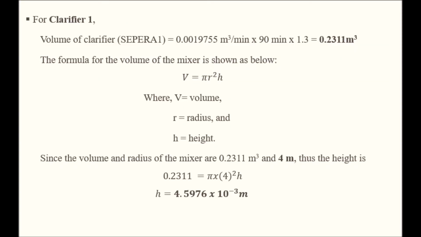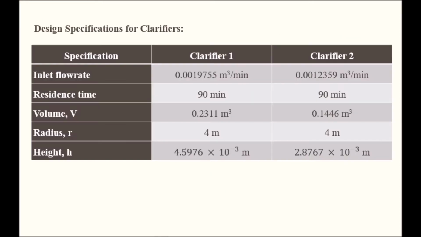For the clarifier, the volume is about 0.2311 cubic meters. So the volume of the clarifier can be used to calculate the radius and height. And finally, the height is about 0.004596 meters. This table shows the design specification for clarifier 1 and clarifier 2.